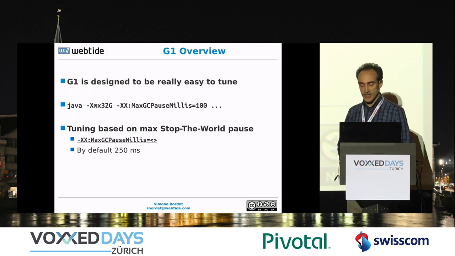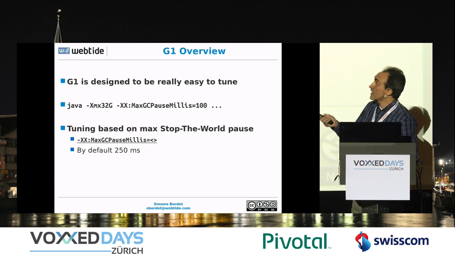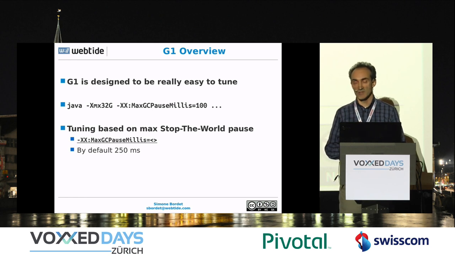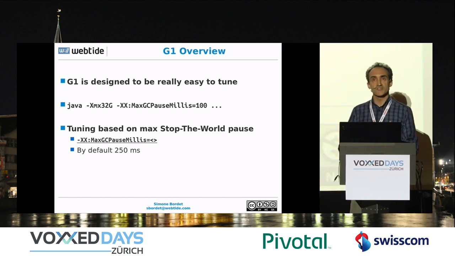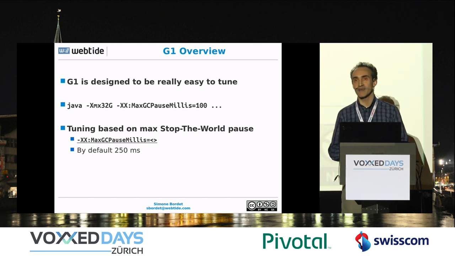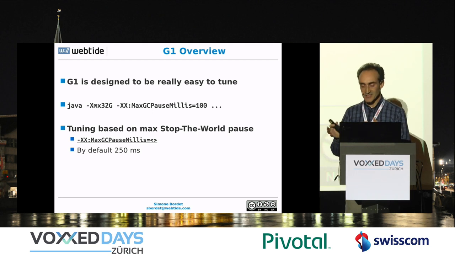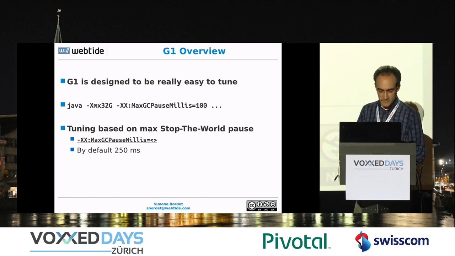G1 has been designed to be really, really easy to tune. Theoretically, you just need two parameters. You need the max heap size, and you want to specify how long is the stop-the-world pause that you're willing to accept. In this case, for example, it is 100 milliseconds. These two parameters should be enough. There are no infinitely long tuning command lines like we had with CMS. G1 is supposed to be this simple. However, this presentation will show you that it's not that simple. There are many other tuning parameters that you may want to use, and we'll go into the details.